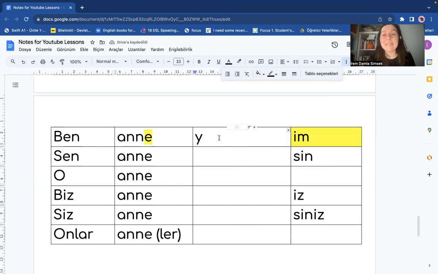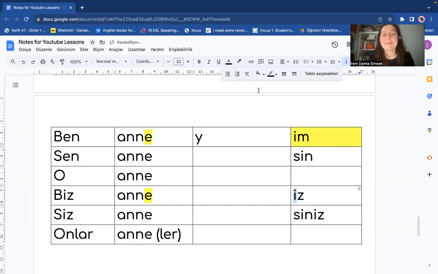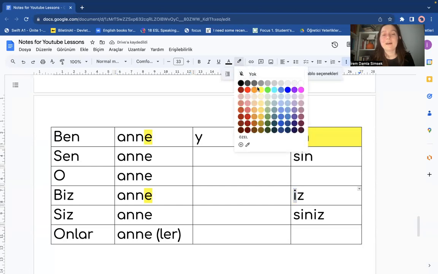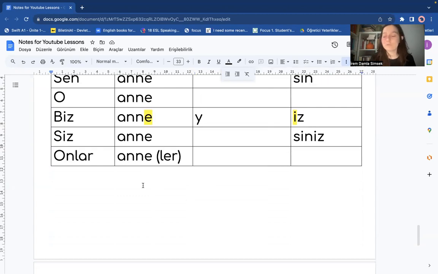Ben anneyim, so that you connect E and E. Biz anne, it ends with an E, and the suffix starts with I. Biz anneyiz. So that's the reason we use these forms. Let me show you some examples.